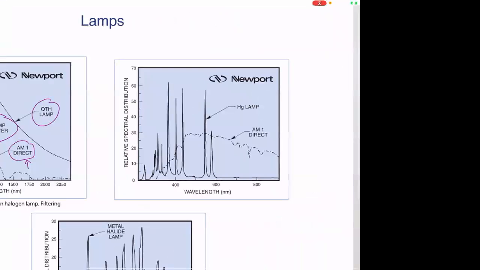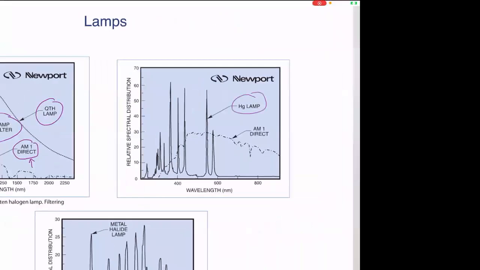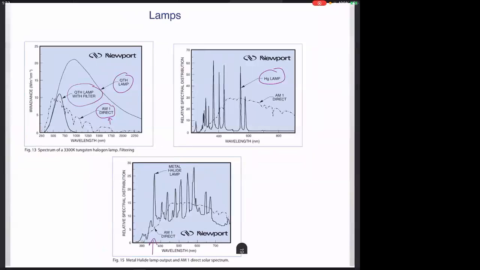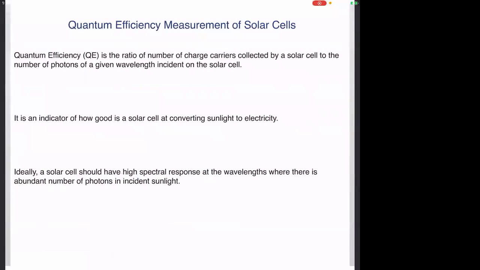You can also use a mercury lamp. Unfortunately, mercury has lots of peaks. These sharp peaks are not very good for solar cell measurements because it causes a lot of artifacts when you try to match to the solar spectrum. However, a metal halide lamp is sometimes good because you get enough light in the UV, which sometimes is useful to understand the loss mechanisms in solar cells. So there are lots of different choices for the lamps.